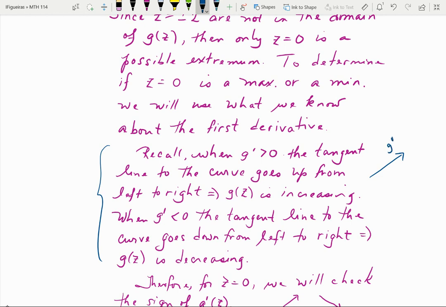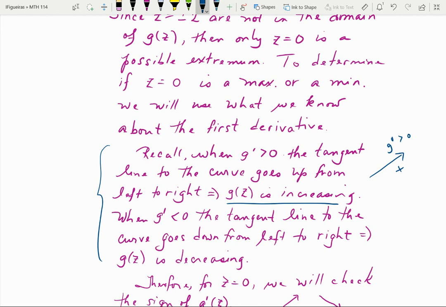G prime positive, which means positive. And that means that your function is increasing. So when your derivative is positive, the function itself is increasing because the tangent line and the curve have to be going in the same direction.